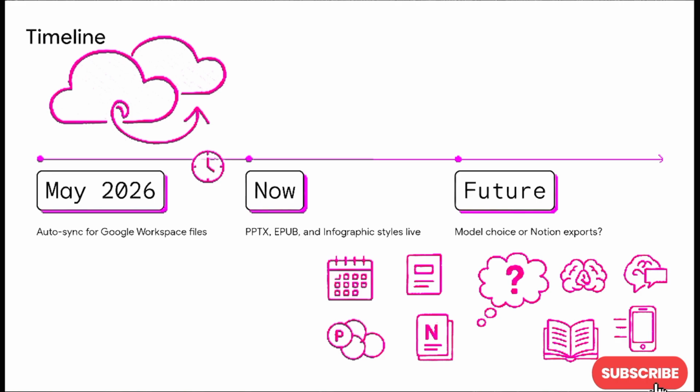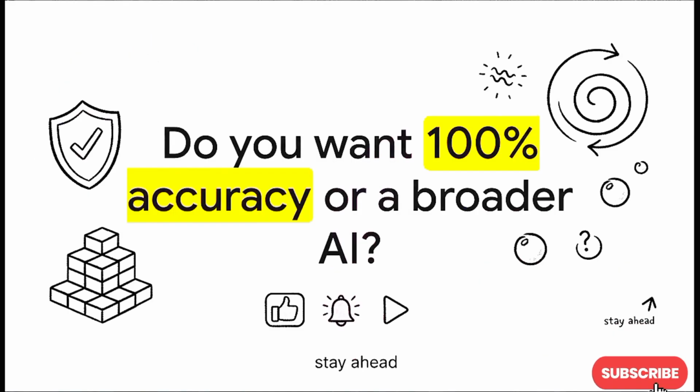Are native Notion and Obsidian exports finally going to arrive? And will they ever speed up that mobile rollout? We're definitely going to have to watch this closely. Which brings us to the ultimate question for your workflow. Would you rather have 100% accuracy with a restricted knowledge base or a broader AI that hallucinates 5% of the time?